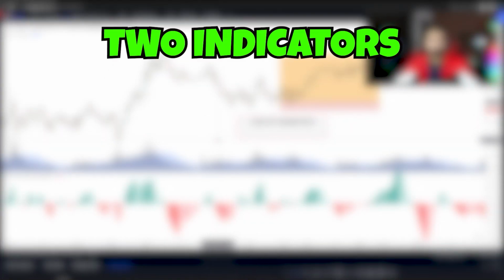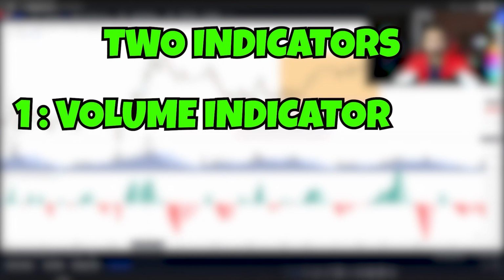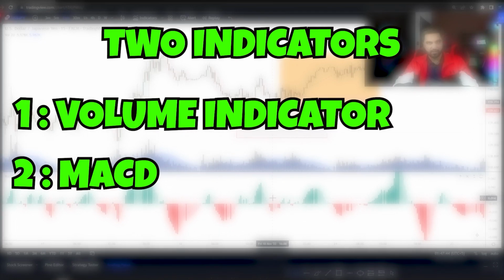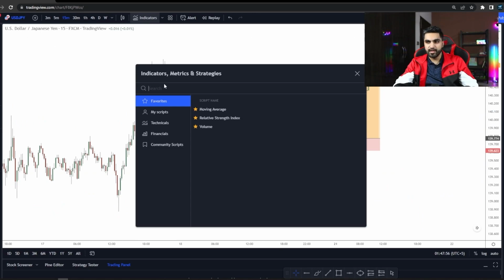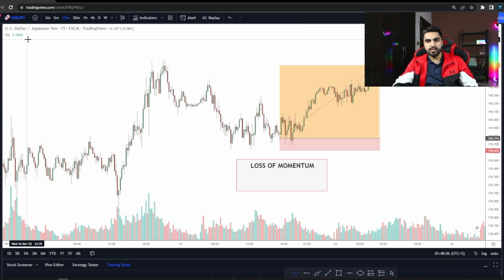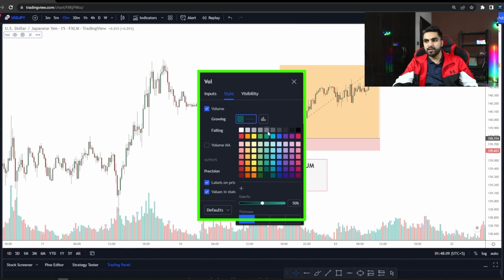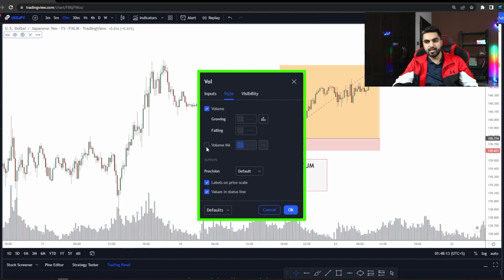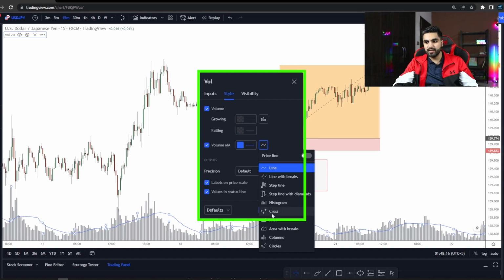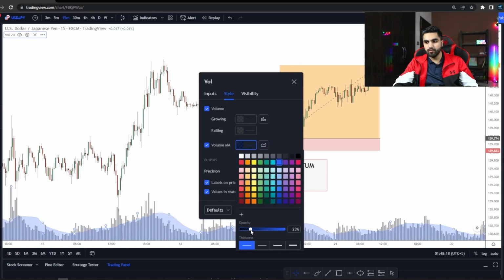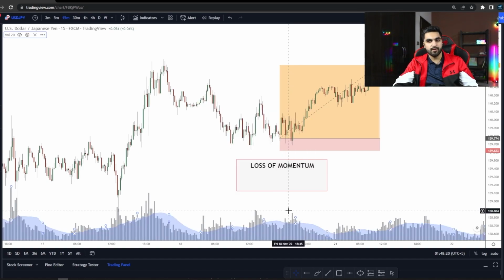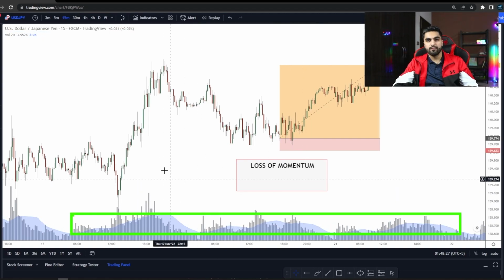So we will be using two different indicators with the help of price action. The first one is volume indicator and the second is MACD. To add these indicators, click on indicator tab, type volume and select this one. It will look something like this. Click on settings button, choose the same color for growing and falling, take this volume moving average and select area from here and change the opacity to low to make it visible for your eyes. Now these are the settings for volume indicator.